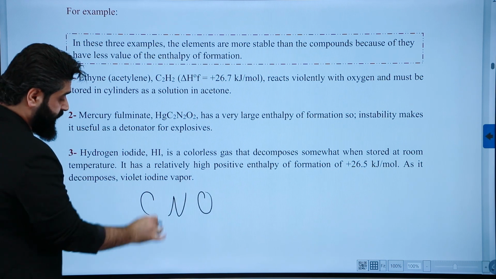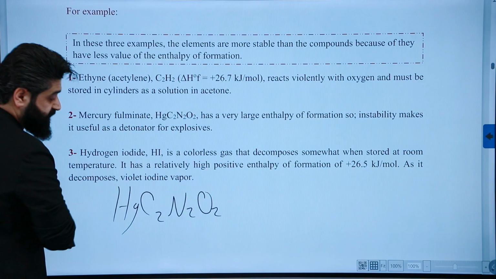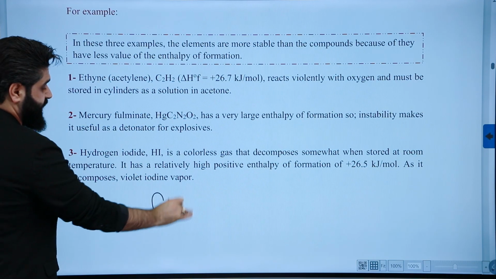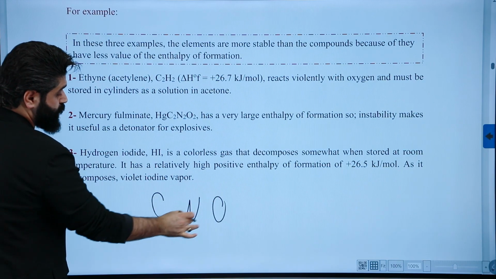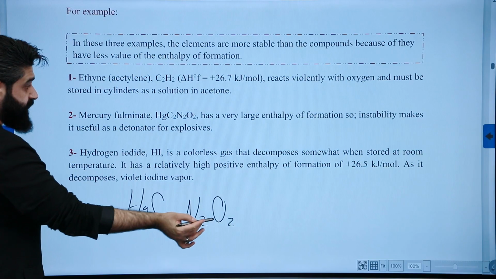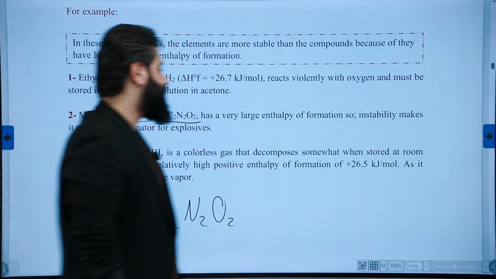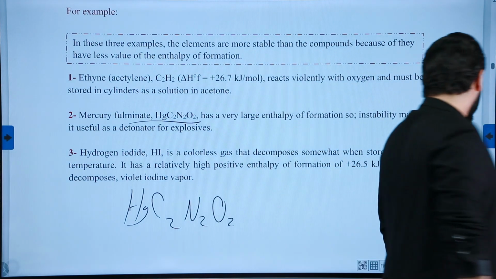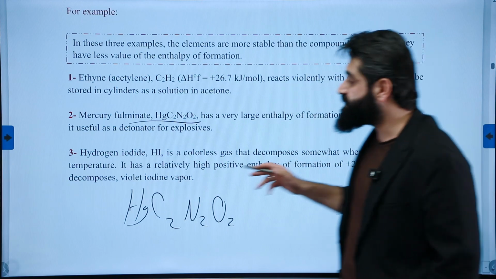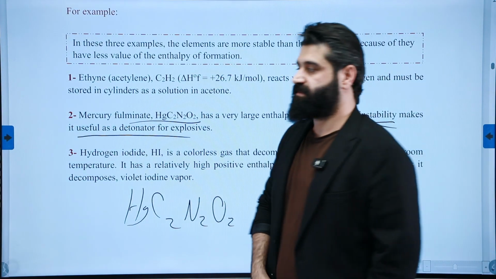KNO2, then add Hg. This is mercury fulminate. Mercury fulminate again has a positive value of delta HF, so it's unstable. That's why it's used as a detonator for explosives.